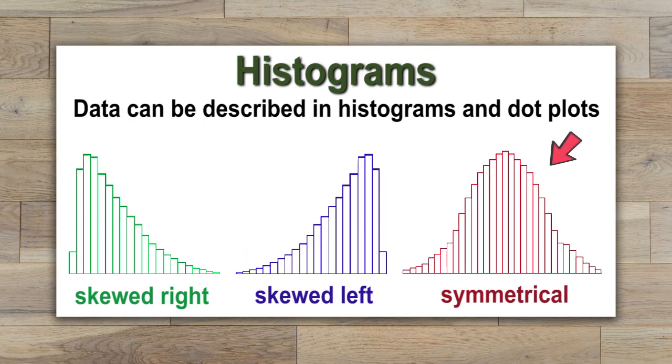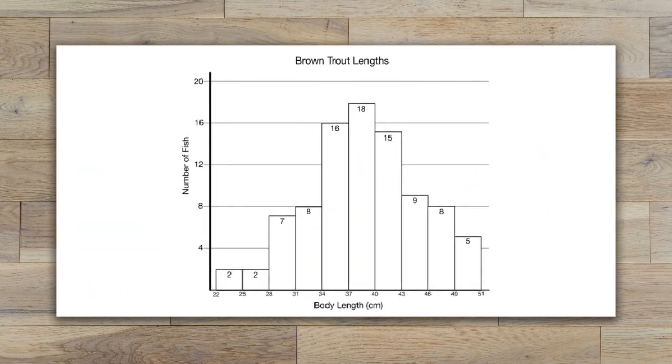The third example is a symmetrical graph because the shape is similar to a bell with data distributed fairly evenly on both sides. Let's look at a histogram and describe the shape of the data. What does this histogram represent? It represents the length of the brown trout in centimeters. What is the shape of the graph?